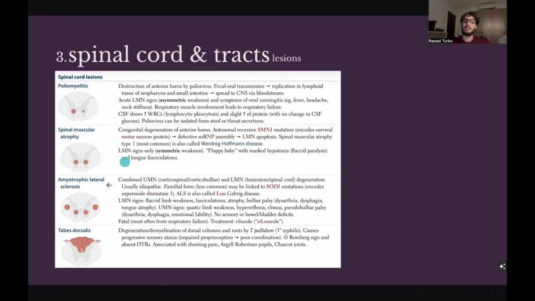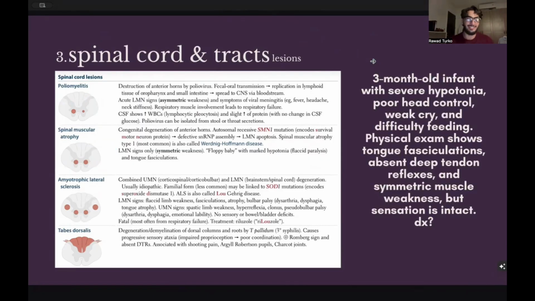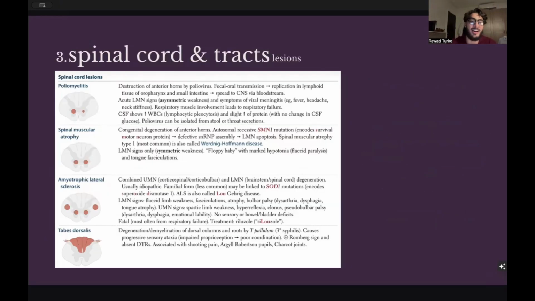Okay, spinal muscular atrophy is a congenital. Sorry about that, guys. It's kind of a tough time to try to do a PAL. Anyways, let's keep going.